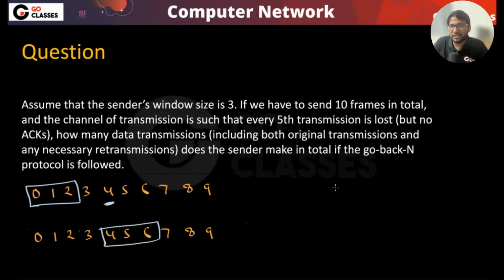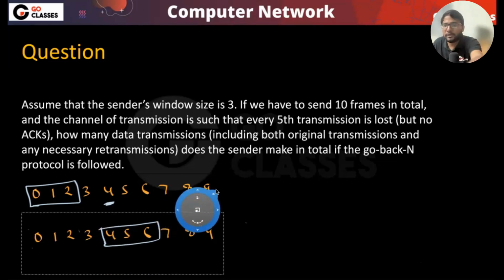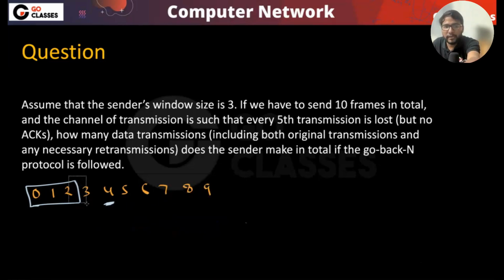I think here it won't matter. In this particular example, I can start the numbering from 1. It doesn't matter, so let's just start the numbering from 1, just to make things a little easier. So let's suppose we are sending from 1 to 10.